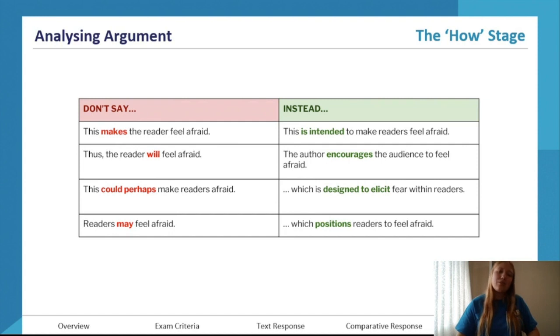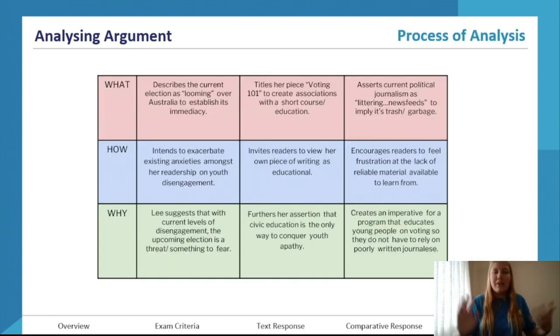Similarly, instead of this could perhaps make readers afraid, we might say, which is designed to elicit fear within readers. Instead of readers may feel afraid, we can say which positions readers to feel afraid. And I've already thrown around some words with may, might, similar. We can use those words to help us identify these ideas as well, making sure we're not doing fence sitting.